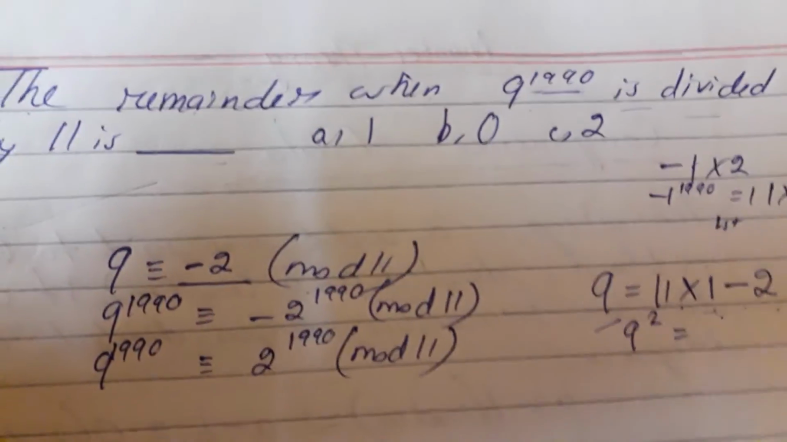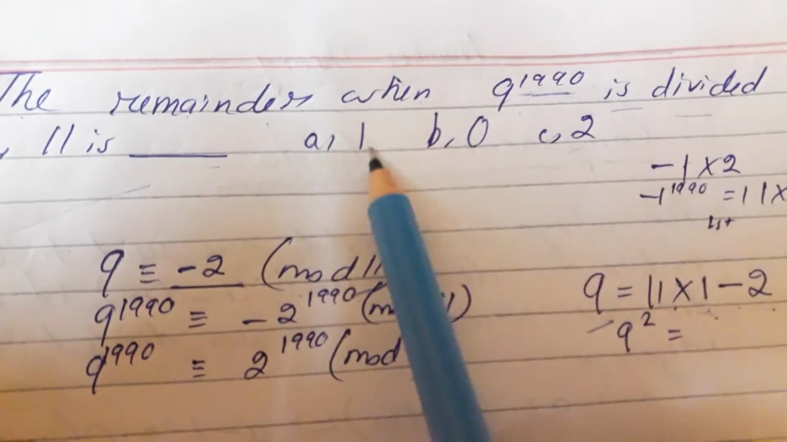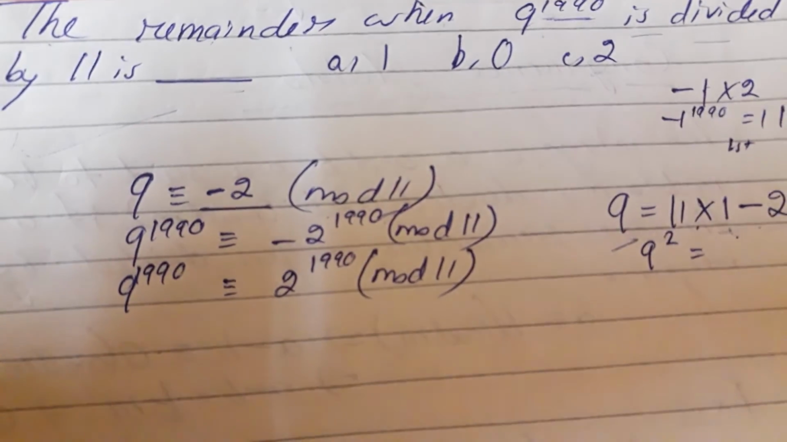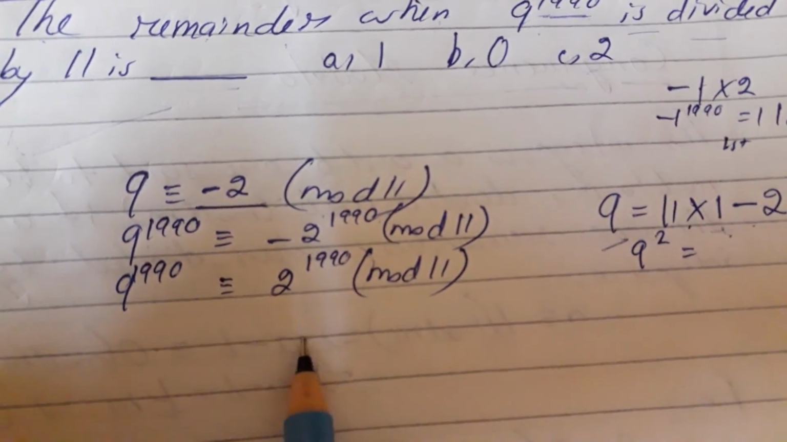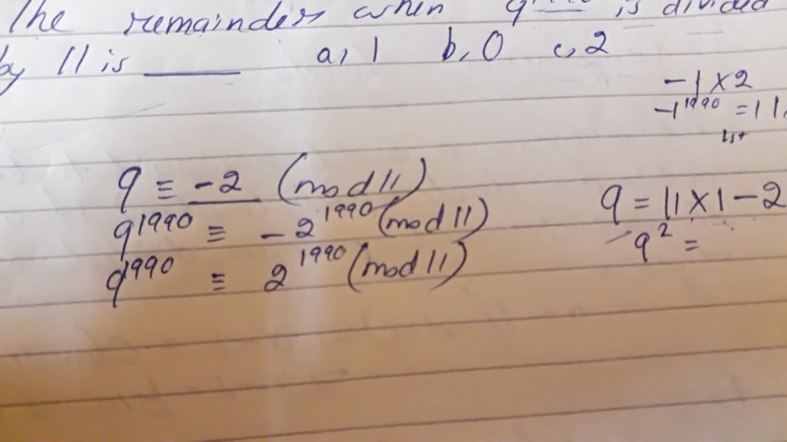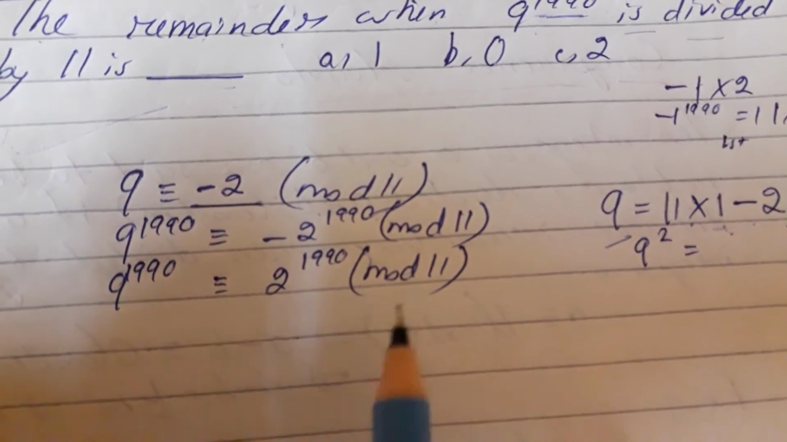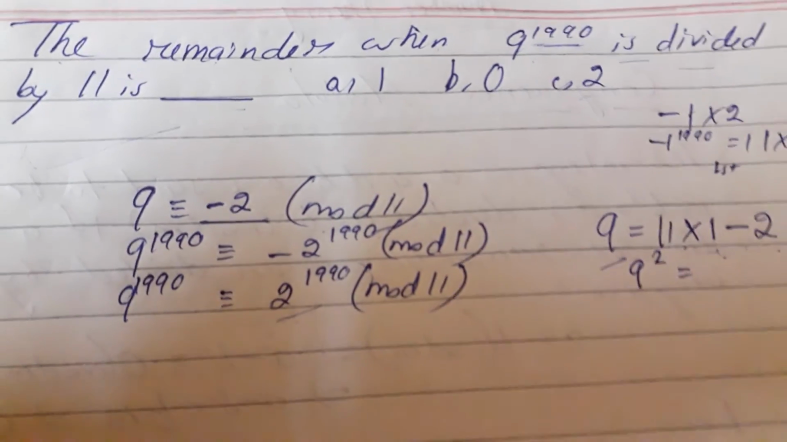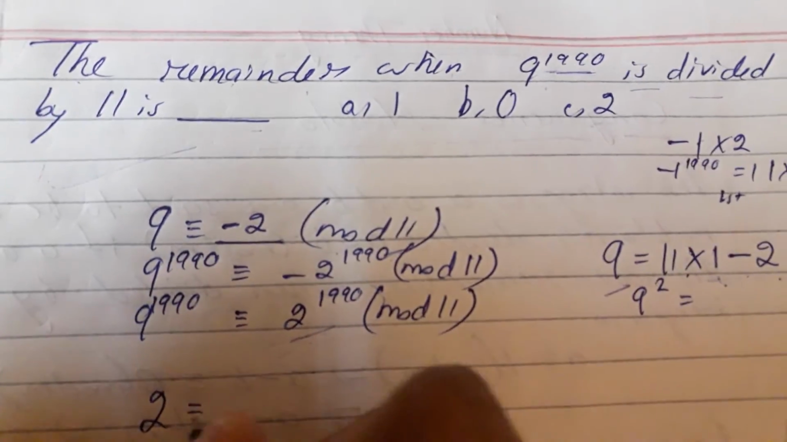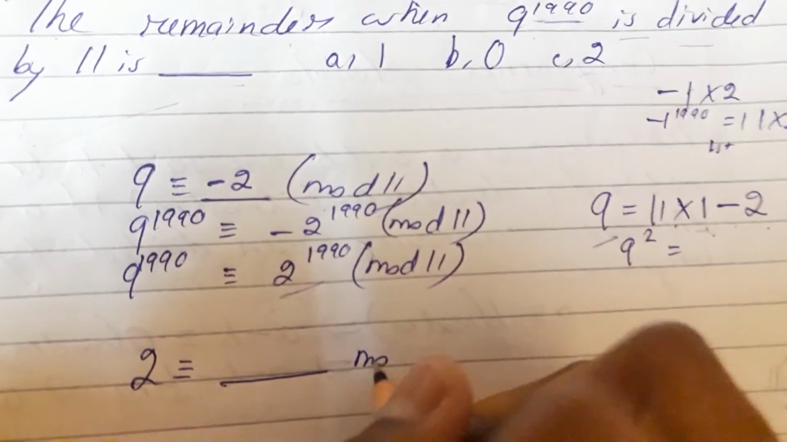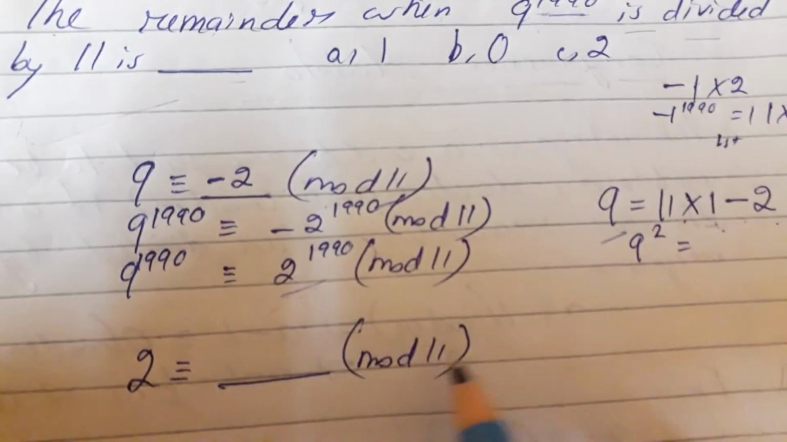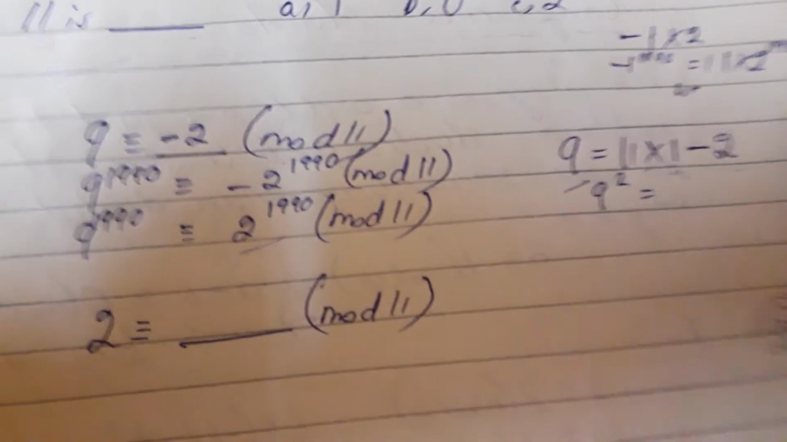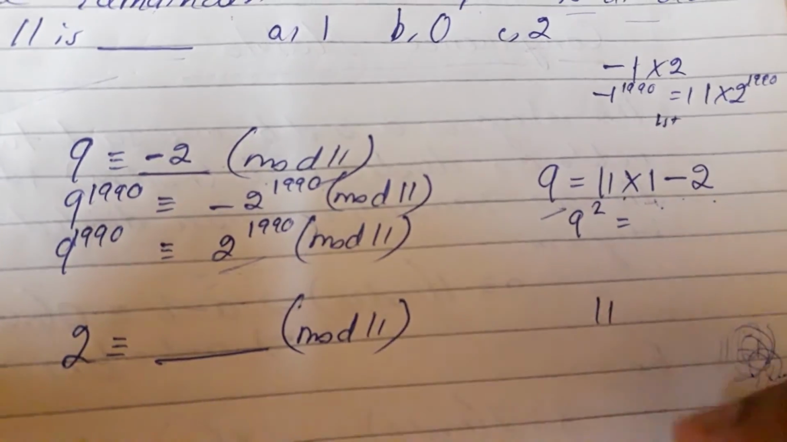But see, in the options it is given 0, 1 and 2. So in this case you have to reduce this number into 0, 1 or 2. You have to go with this number, that is 2 to the power 1990. So let's see, if we take 2 congruence something modulo 11. Now we know that 11 into 1 is 11, so there is a huge difference. 11 into 2 is 22, so there also a huge difference.